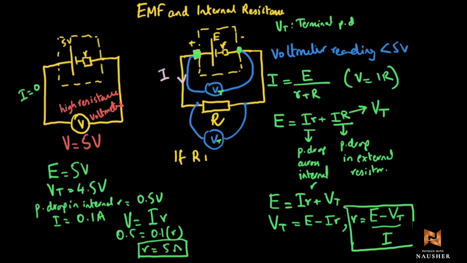If the value of R is increased, whenever I say capital R, what do I mean? Internal or external? External. If the value of capital R is increased, tell me something. Will the current increase or decrease? The current will decrease. The current in the circuit will decrease. My question to you is, what will happen to the terminal potential difference? Will it increase or decrease? Think please. Pause the video and think.